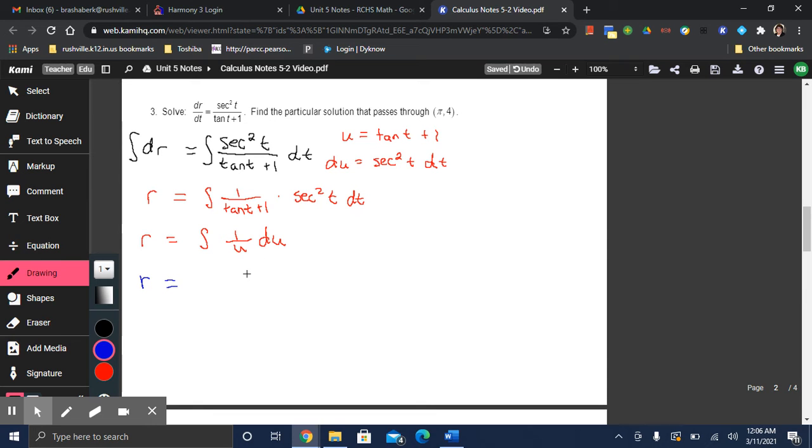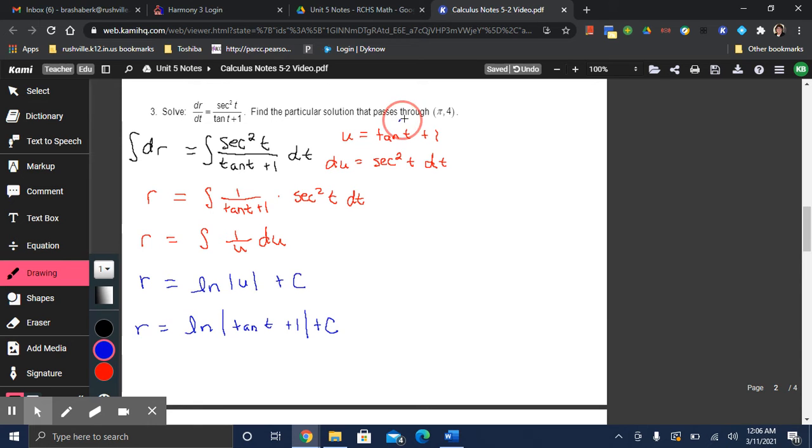The antiderivative of 1 over u would be the natural log of the absolute value of u, plus c. And we'll go ahead and substitute back in, so the u, which was tangent of t plus 1, and then plus c. Now this problem has additional information. This would be the general solution. So we've found the general solution.